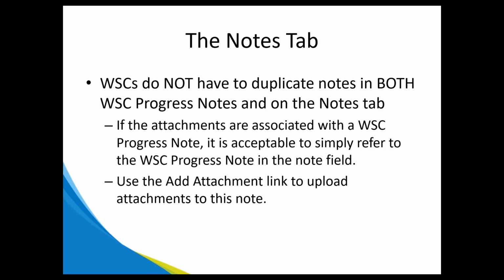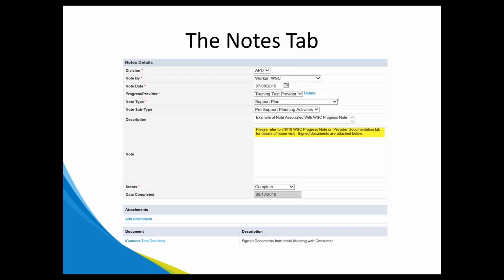We also want to stress that you will not have to duplicate your notes. If you have got all of the details of that contact in your WSC progress note, you do not have to restate it on the Notes tab with the attachments. It's okay to simply say, please refer to the progress note dated 7/18 for the details of this visit. Signed documents are attached below.